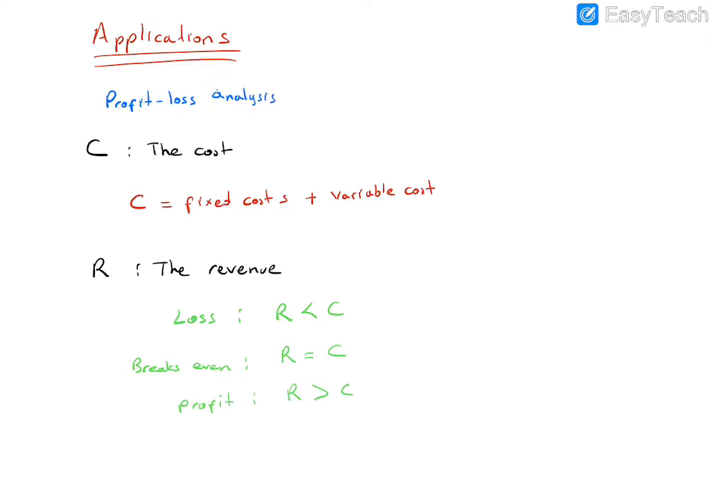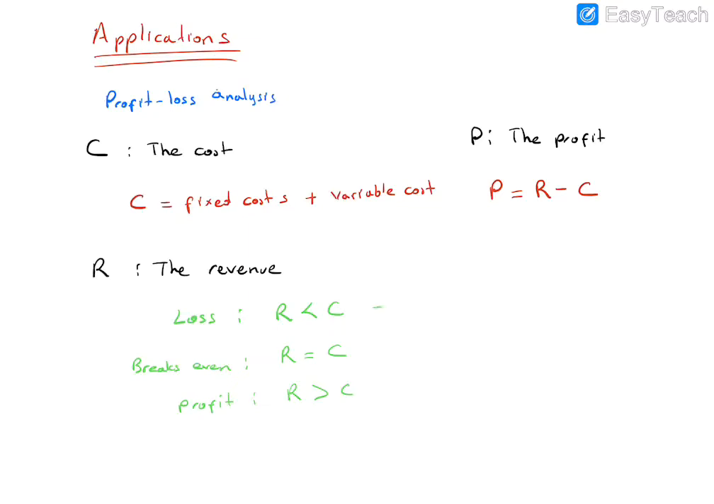So we have another concept, profit. The profit, which is noted by P, is equal to revenue minus cost. So the company takes a loss if profit is less than zero, because revenue minus cost is less than zero here.